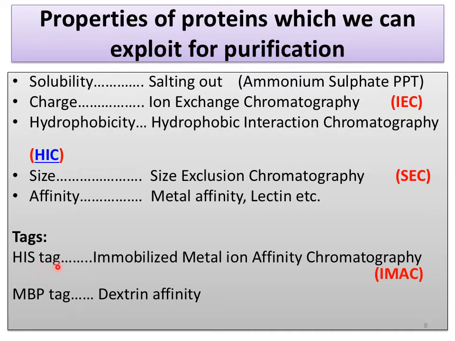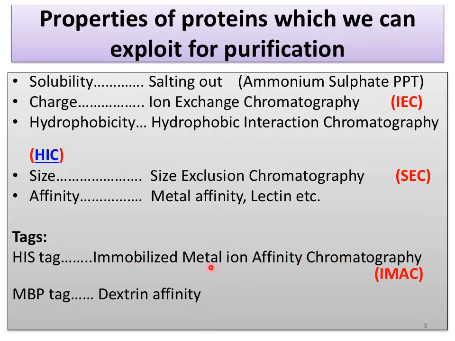So proteins bearing the his tag show high affinity to nickel ions which are present on the stationary phase. These metal ions, the nickel ions, are immobilized on the stationary phase, and the protein of interest shows affinity and binds to that stationary phase. Therefore, this type of chromatography is called immobilized metal ion affinity chromatography.